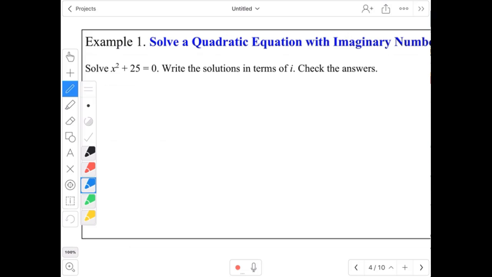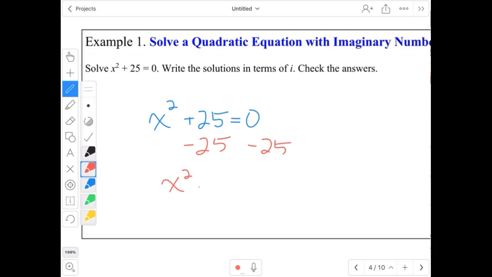Let us move on. Solve a quadratic equation with imaginary numbers. So we're going to look at x squared plus 25 is equal to 0. Write a solution in terms of i, and we will check the answers. So we have x squared plus 25 equals 0. We will subtract 25 from both sides. So we have x squared is equal to negative 25.